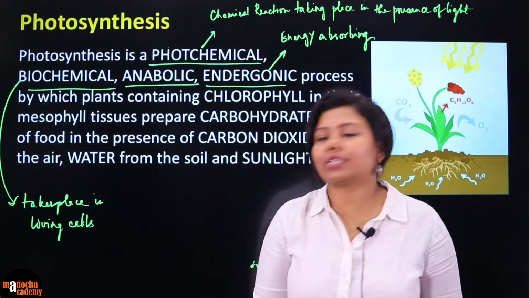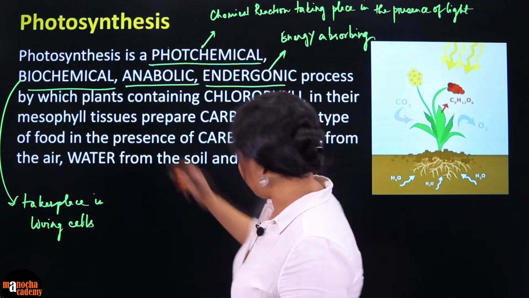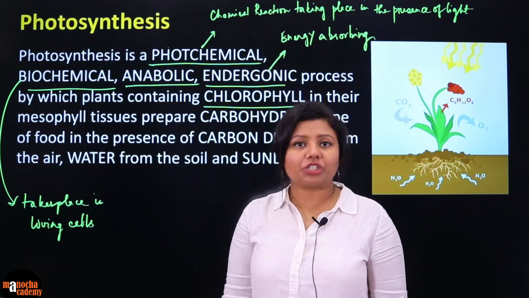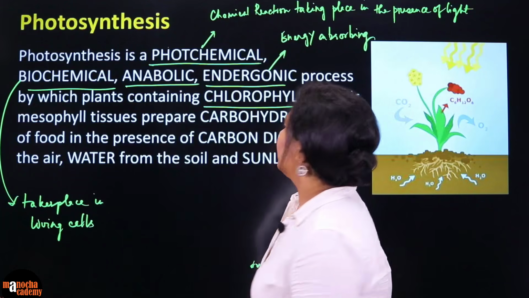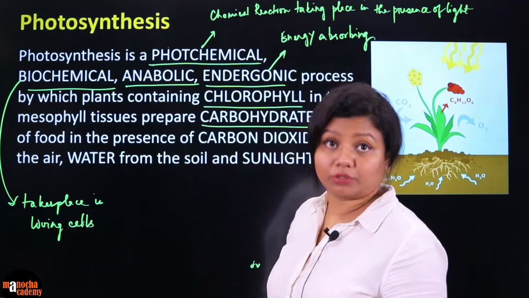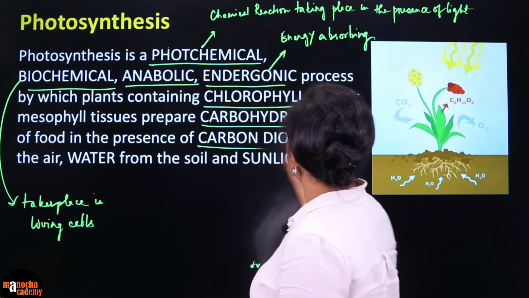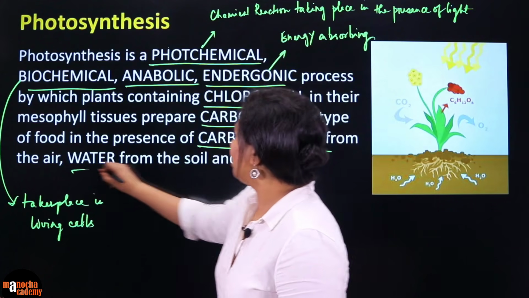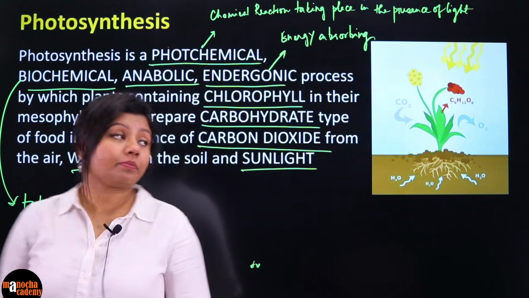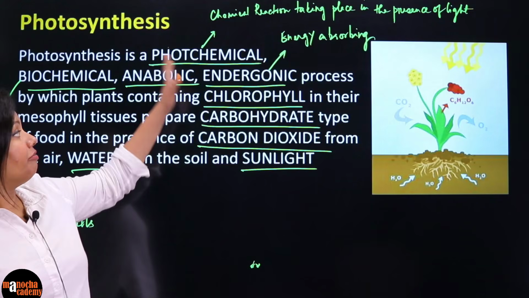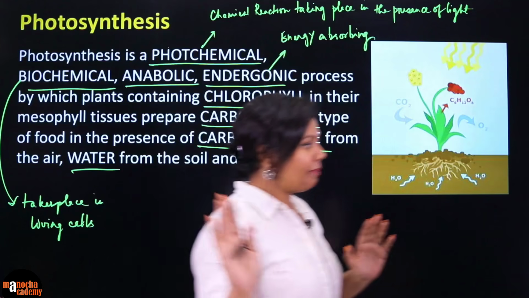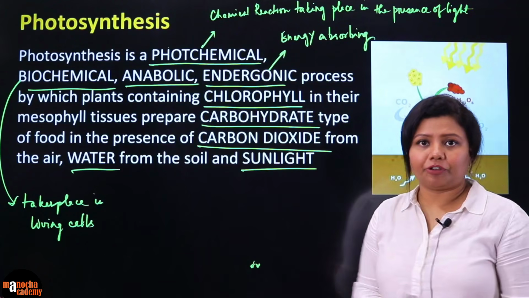Absolutely, the source of energy is sunlight, by which plants containing chlorophyll, a pigment which is green in color, we will talk about it, in the mesophyll tissues prepare carbohydrate type of food, glucose, in the presence of carbon dioxide from the air, water from the soil and sunlight. See, this is a definition where I have marked the important words. I have written them in block letters as well as marked them for you.